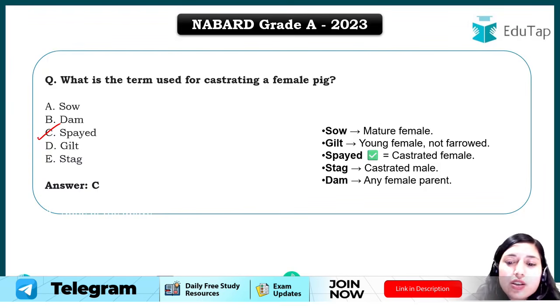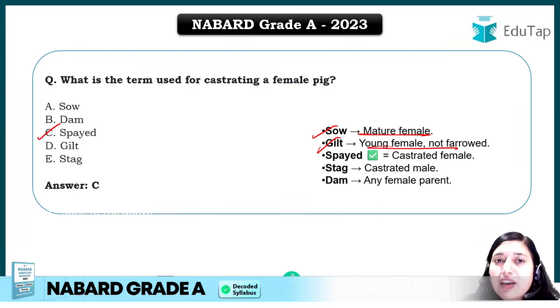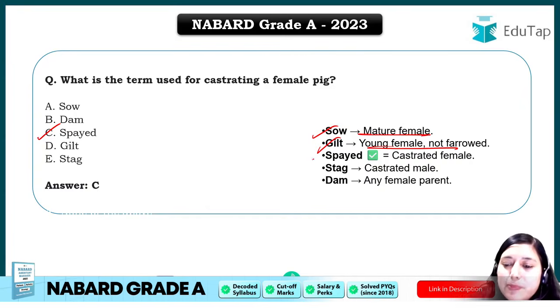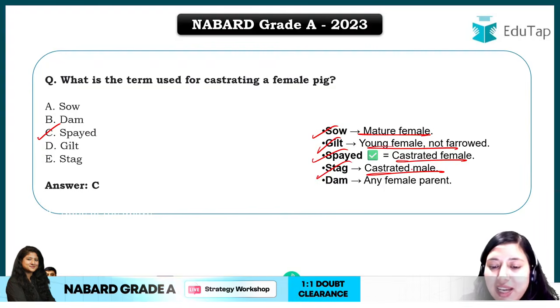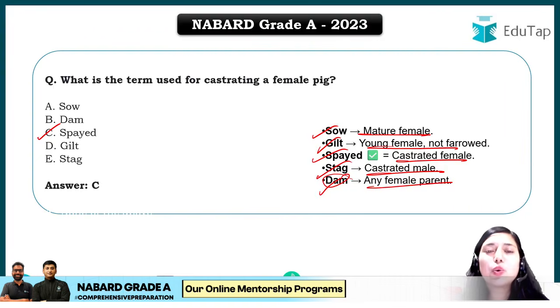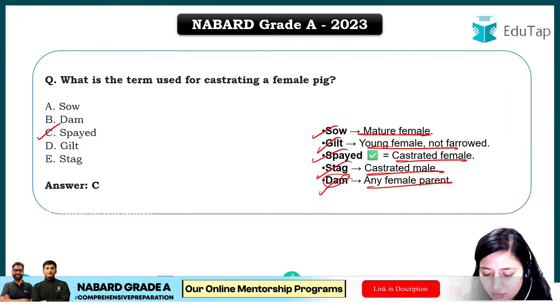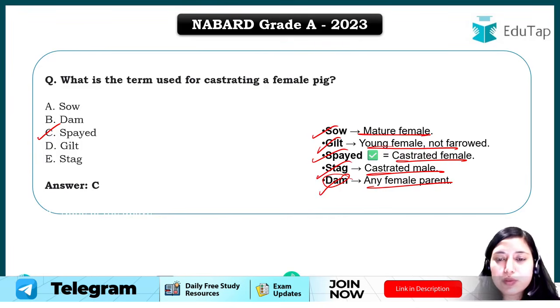Okay, so here sow is basically a mature female, gilt is a young female, not farrowed, which means it is just a young female which hasn't been mated with a male. Then spade is a castrated female. Stag is a castrated male. Okay, stag is the name of castrated male. And dam is any female parent. In animal husbandry, when we say dam, it is referring to any female parent. Clear? So I hope all these terms are clear to you, and you have to learn these terms, what are the terms that are given for different genders and also for different animals, right?